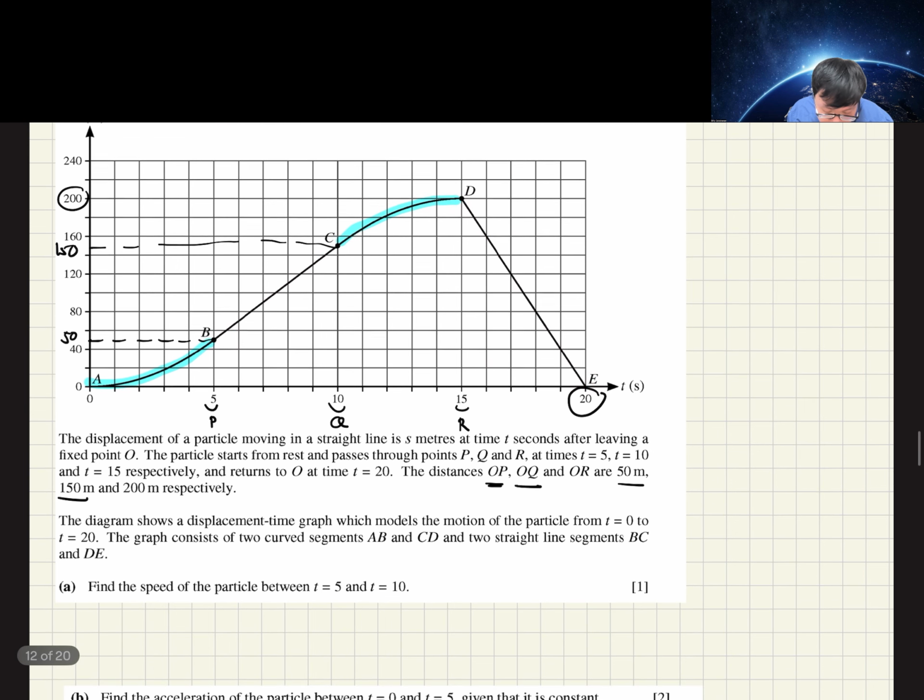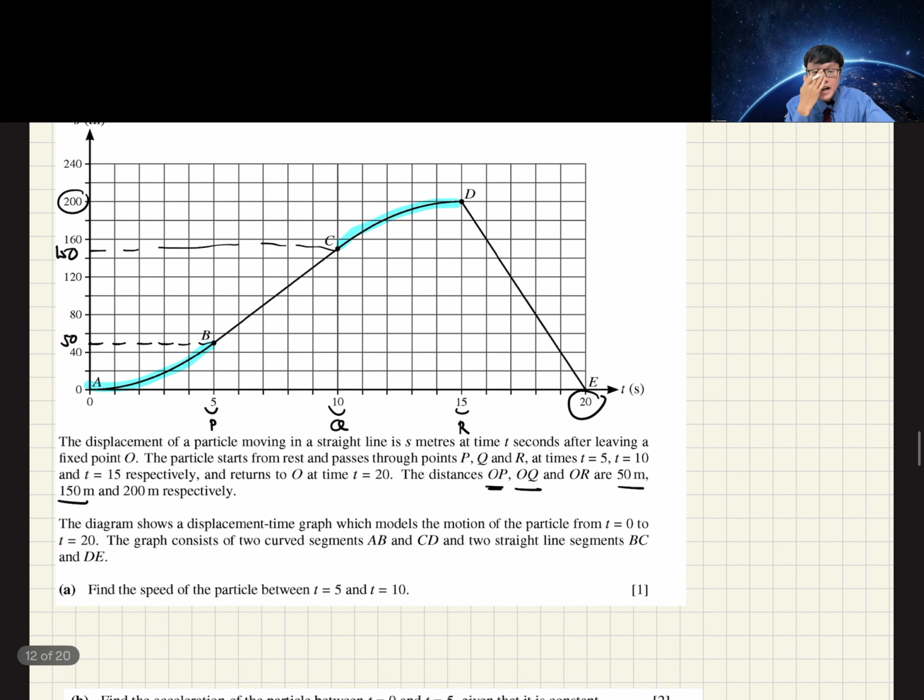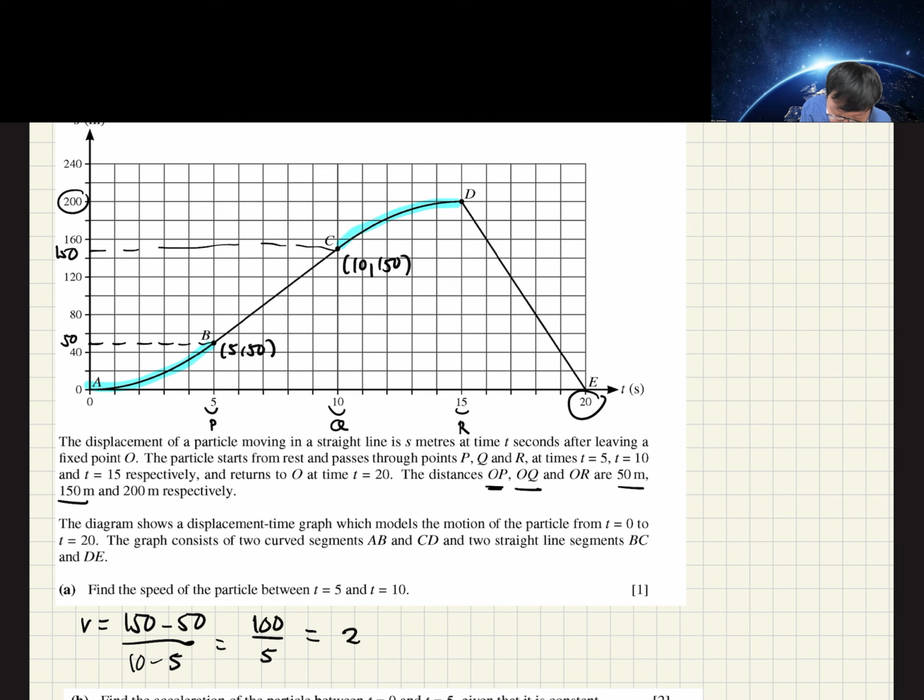Now, the first question is to find the speed of the particle between 5 to 10. Between 5 to 10, we know that it is a straight line, so it will have a constant velocity, constant gradient. To find the constant velocity or speed, you just need to find the gradient. This point is (5, 50), this point is (10, 150), so that will be (150 minus 50) over (10 minus 5). So you get 100 divided by 5, or 20 meter per second.